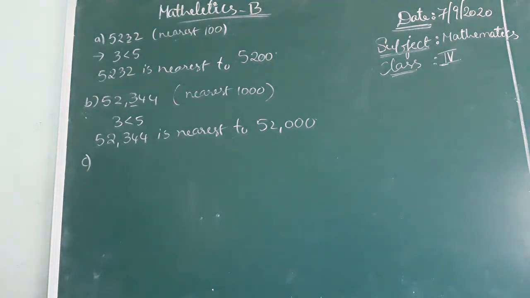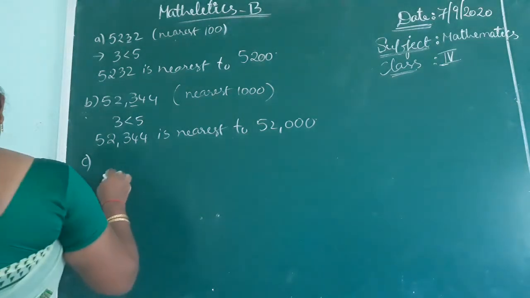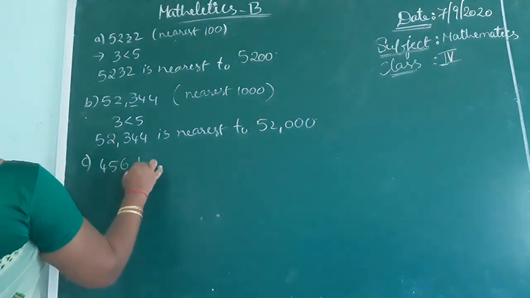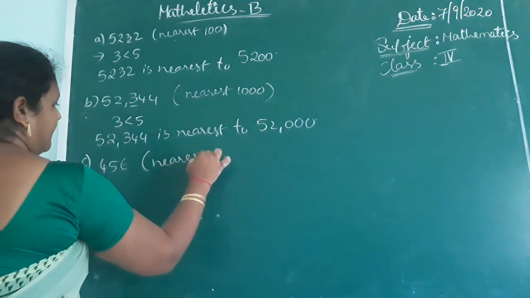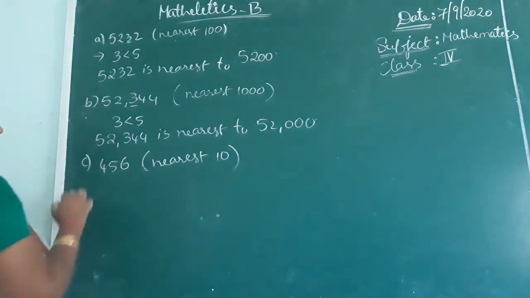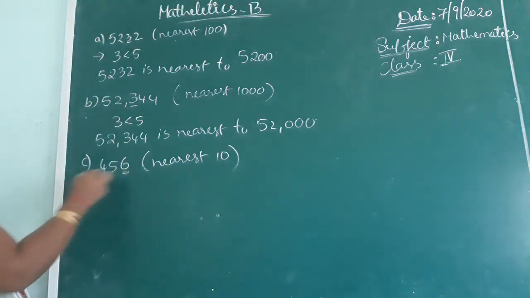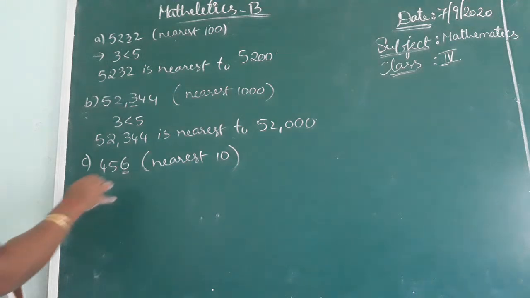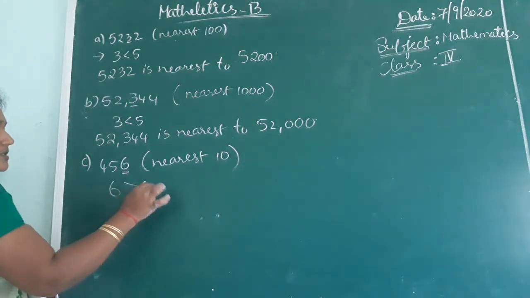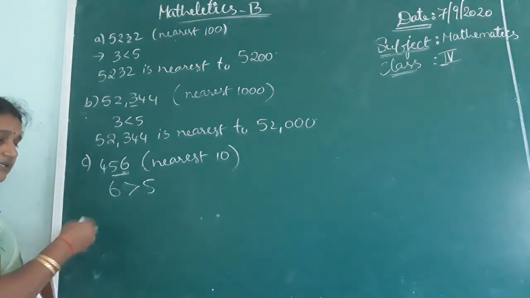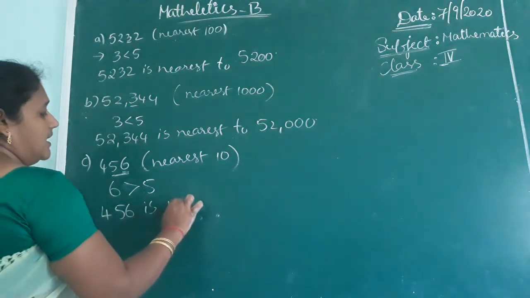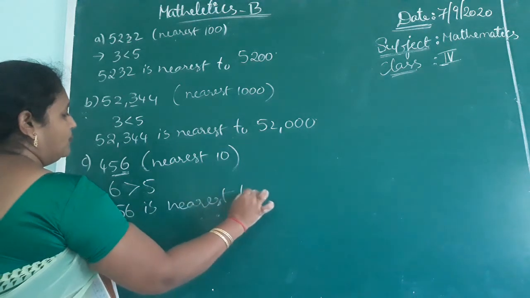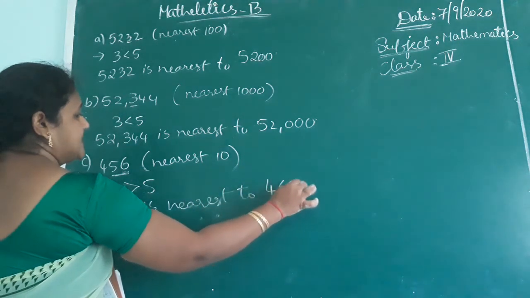456 people were affected by floods. What is the nearest 10 of this number? Nearest 10 means we should choose the number at the one's place. 6. 6 is more than 5. So 456 is rounded up to the next ten, 460.